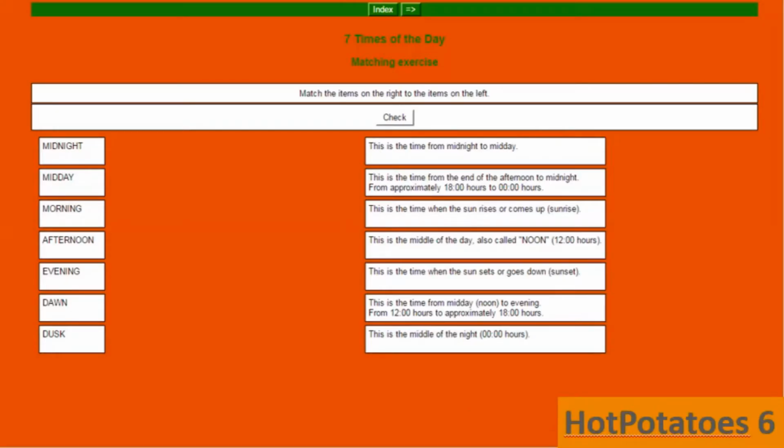Following activities was an exercise in which they had to connect correct part of the day with its definition. The exercise was created in hot potatoes. After they have finished, they could check their answer and correct them if they had any mistakes.